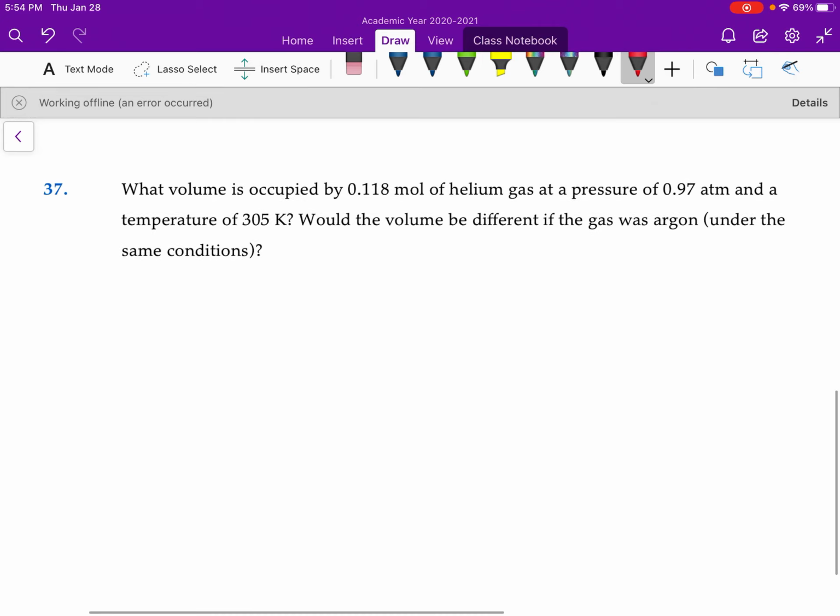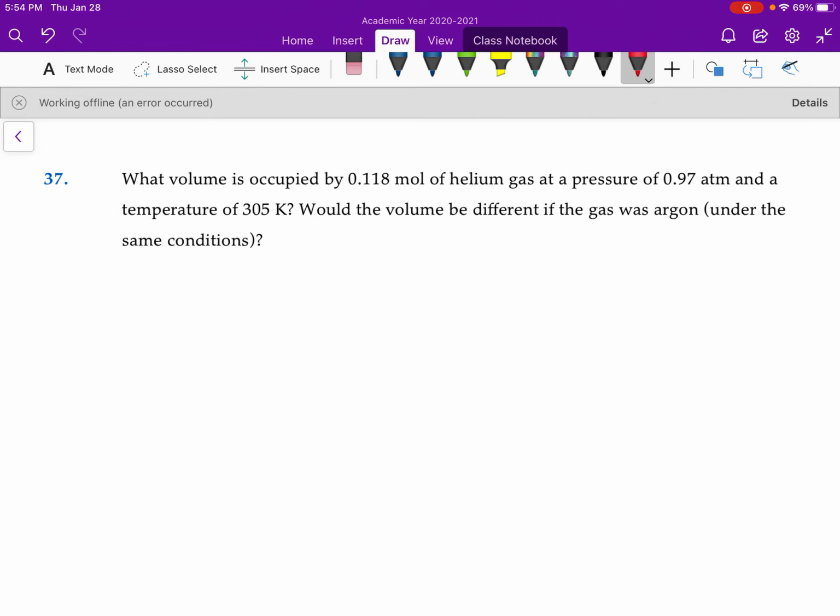This is number 37 from the back. What volume is occupied by 0.188 moles of helium gas at a pressure of 0.97 atmospheres and a temperature of 305 Kelvin? And the second part of that is, would the volume be different if the gas was argon? So let's tackle the second part of this first here. Right? Would the volume be different if the gas was argon under these same conditions?